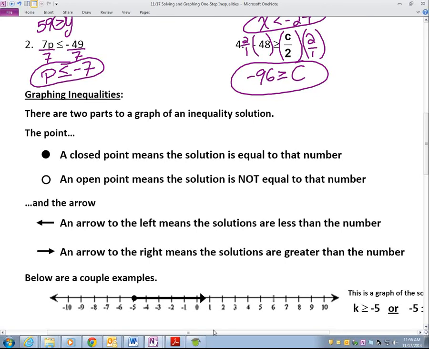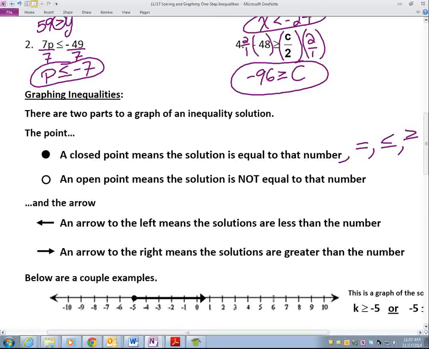Graphing inequalities. There are 2 parts to a graph of an inequality solution. The point. When you have a graph on there, a closed point means that it is equal to that number. So you can say this, or that with those situations. And yes, I wrote that, you write that. A closed point is going to be those 3 symbols. So if you see those 3 points, boom, you got to go to it. Equal to, less than or equal to, and greater than or equal to.